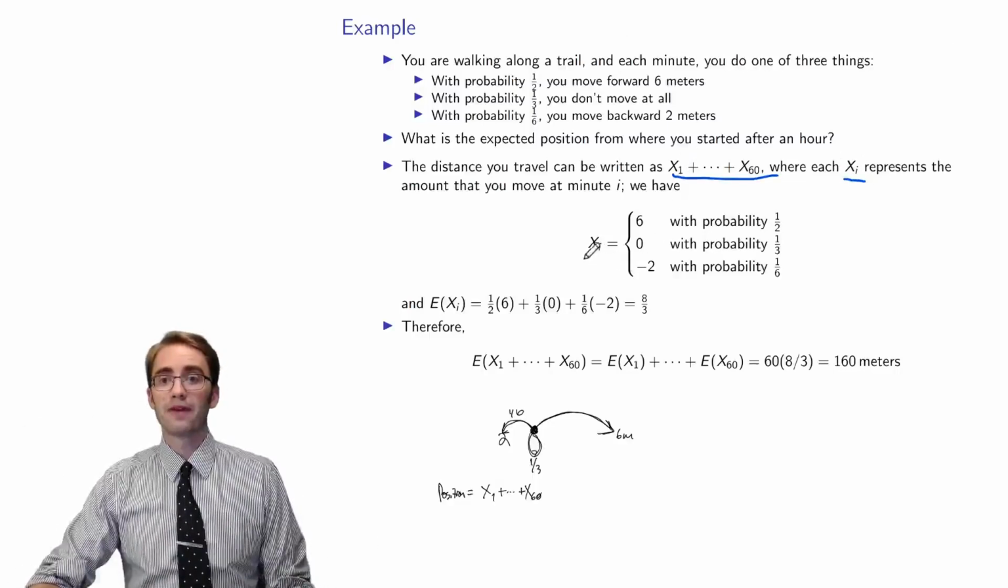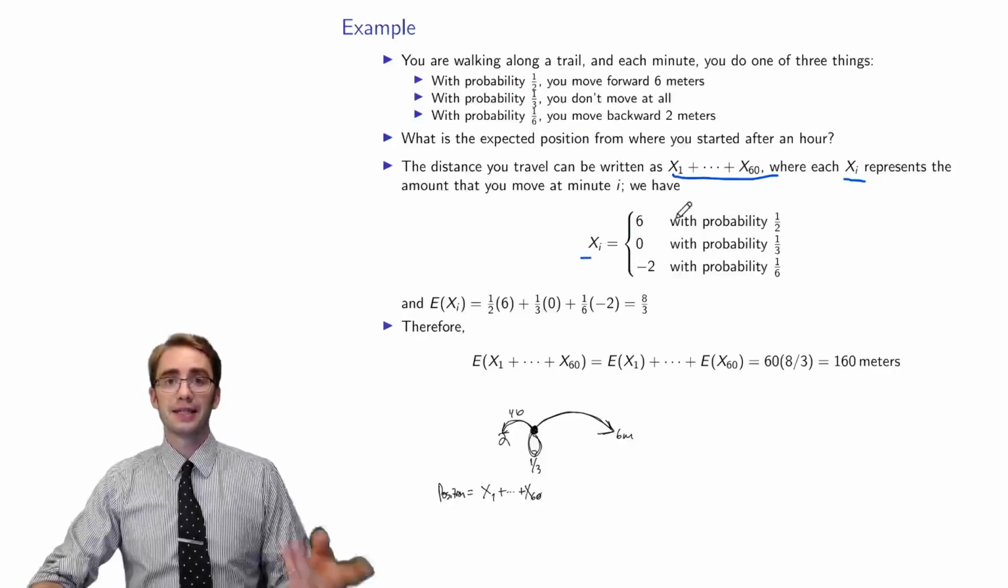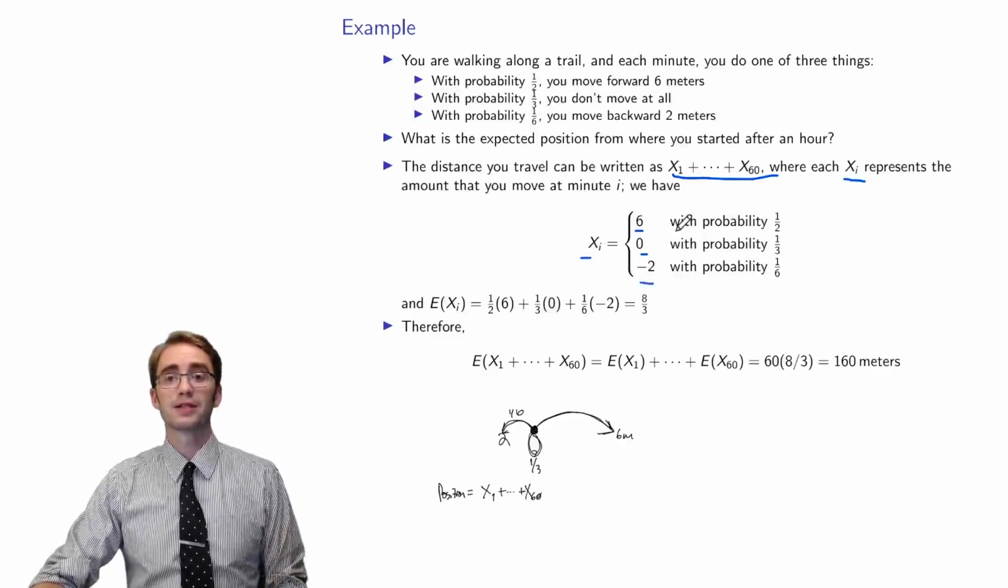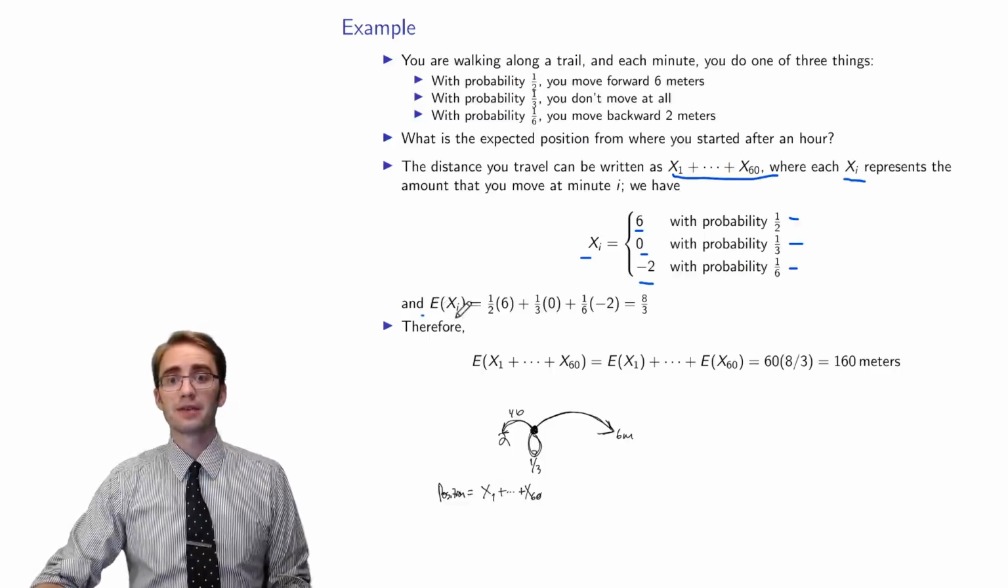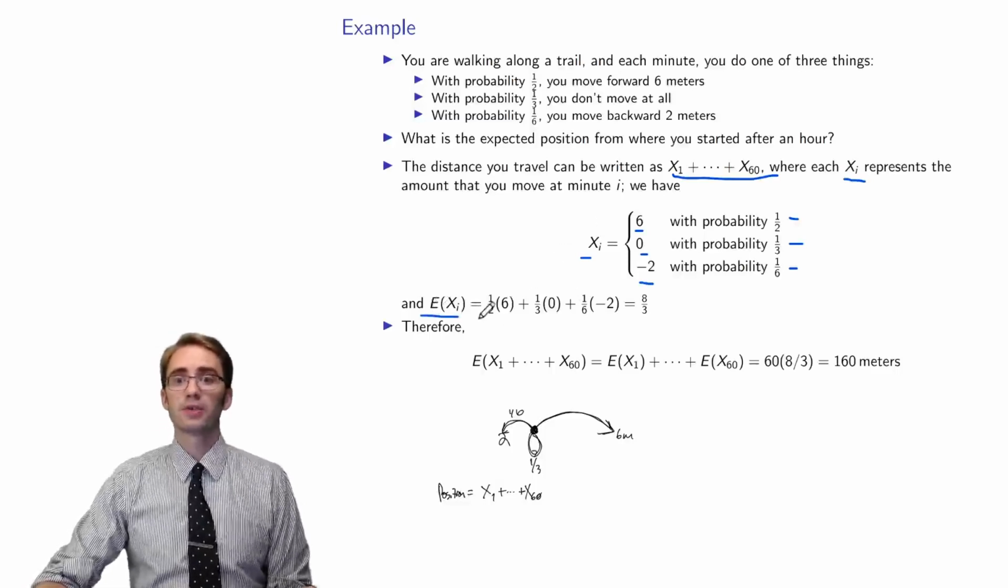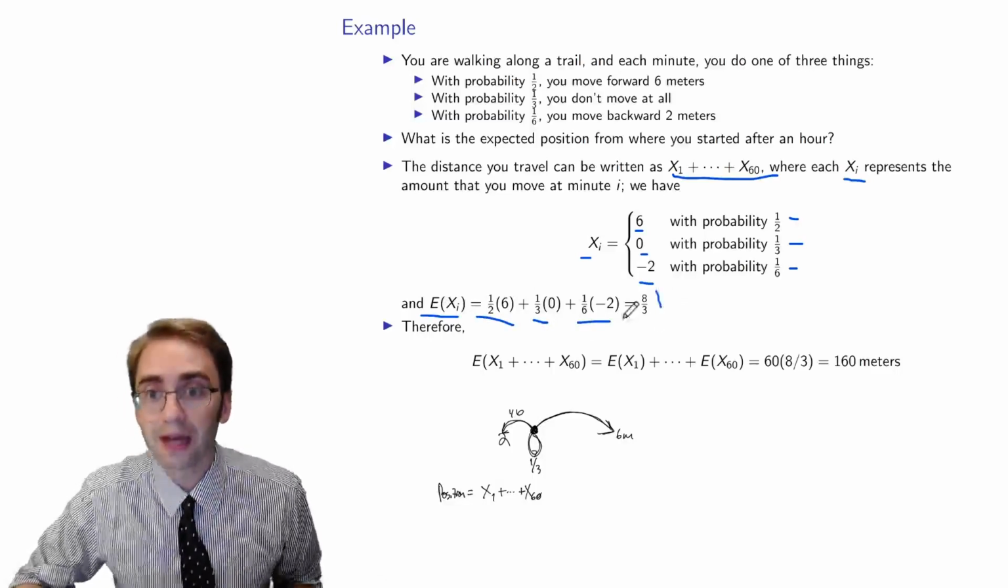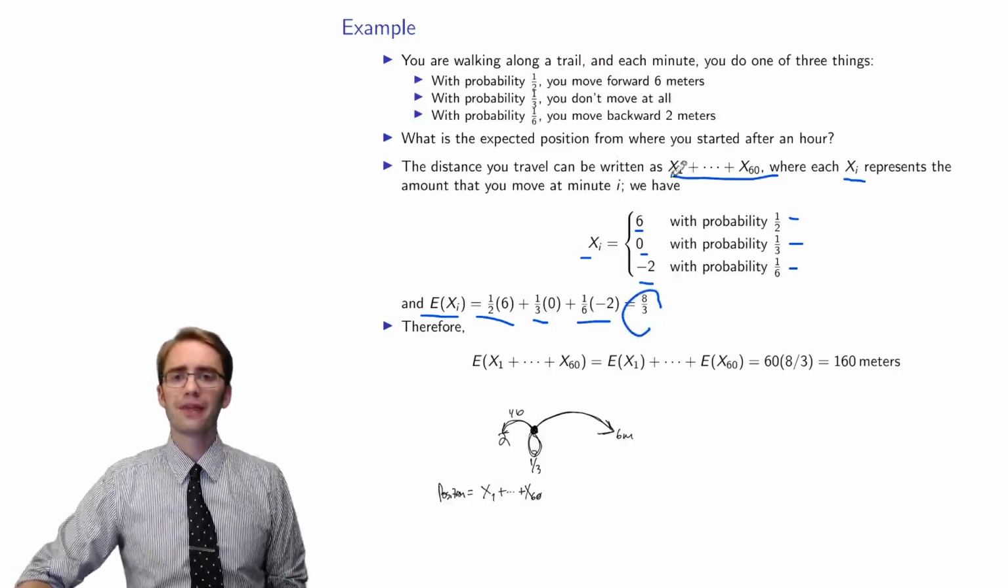And so what do you have? You have x sub i, a discrete random variable, and it takes on either the value 6 or 0 or minus 2, with the probabilities 1/2, 1/3, and 1/6 respectively. So what is the expected value of xi? Well, it's 1/2 times 6 plus 1/3 times 0 plus 1/6 times minus 2, which is 8/3. So the expected value of xi is 8/3.